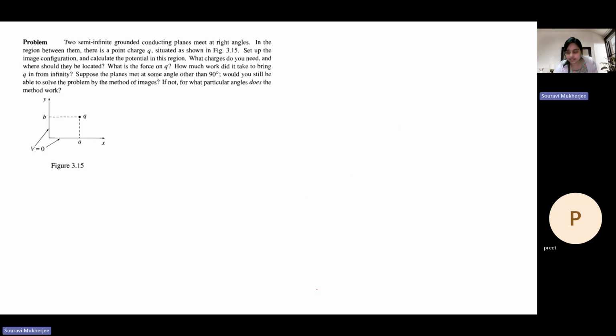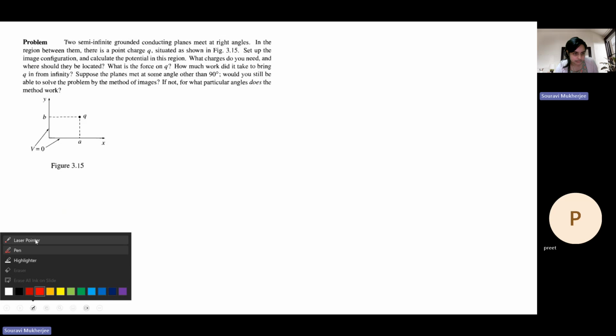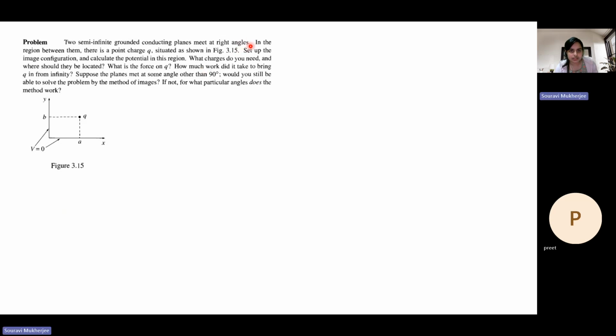Now there can be questions like this where you are told that two semi-infinite grounded conducting planes meet at a right angle. So where is my pointer gone? So they meet at right angle. In the region between them, there is a point charge Q. Now we have to set up an image charge configuration and calculate the potential in this region. What charges do we need? Okay, and where they should be located.